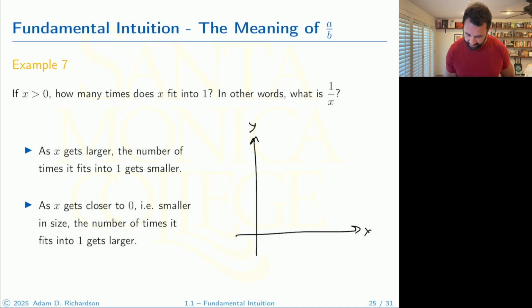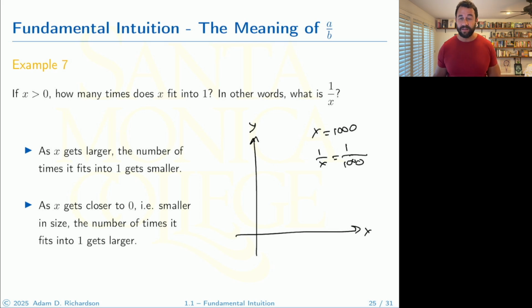Think about something like if x is 100, 1 over x is 1 over 100. That's a pretty small number, right? And if x is 1,000, 1 over x is 1 over 1,000. That's even smaller. Trying to fit 1,000 into one, that's getting tinier and tinier, right? So as x gets larger, the number of times you can fit it into one decreases. It goes down, right?